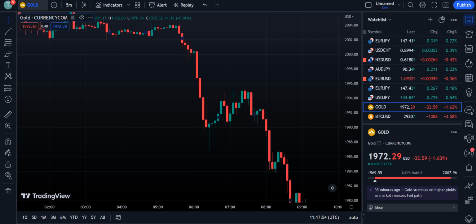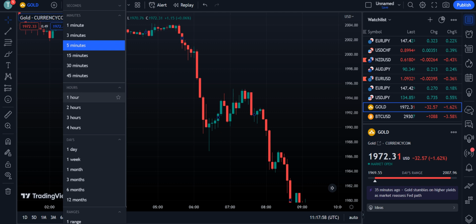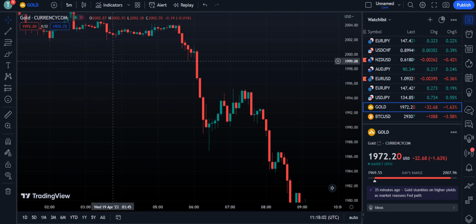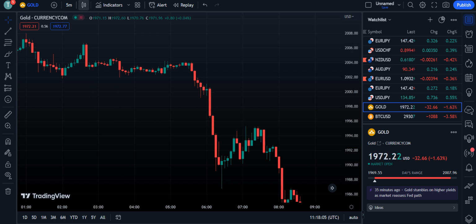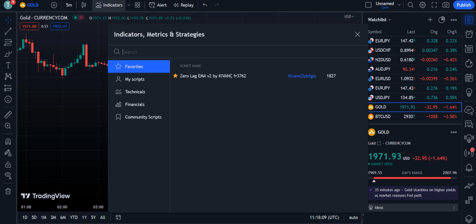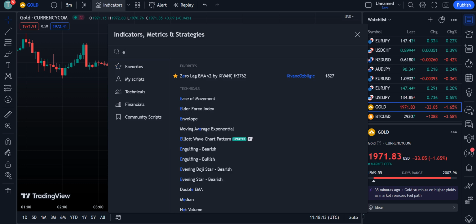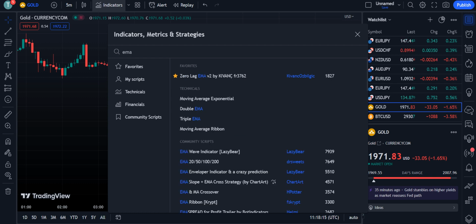Here I have opened a gold chart with a 5 minute time frame. You can choose a 3 minute to 30 minute time frame, but I have chosen 5 minutes because it works best for me at that time frame. The indicator that we are going to use here is the EMA, the exponential moving average, and I want to tell you how it works.